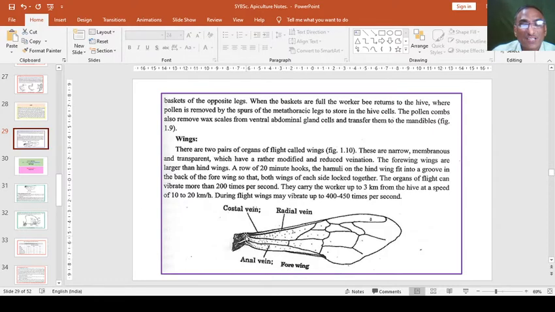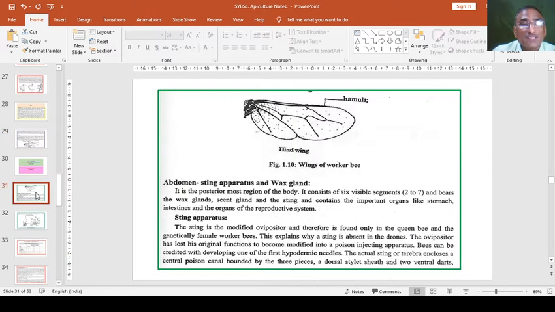Forewings are quite larger and have a costal vein at the dorsal region and a radial vein close to the dorsal region. Ventrally it has anal veins, and this is called the forewing. It has a clinging attachment for the second pair of wings, and together they make a very strong organ of flight by clinging both wings.